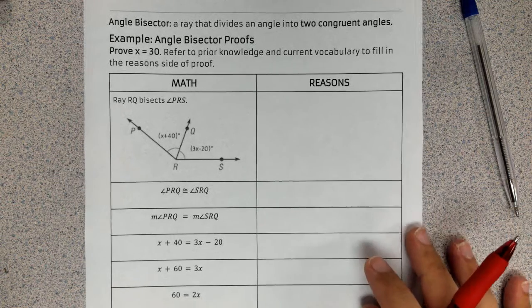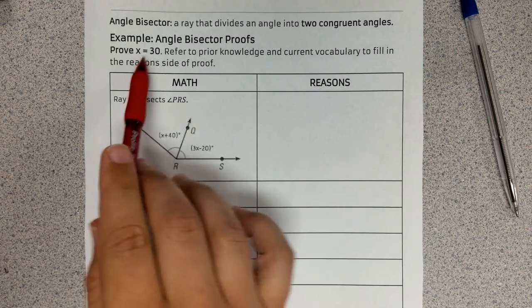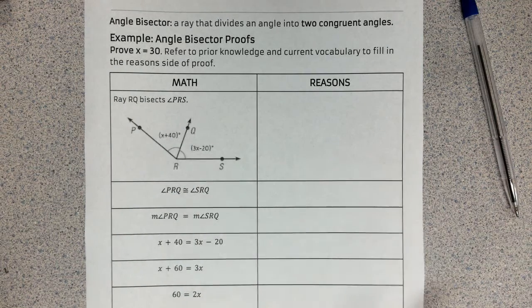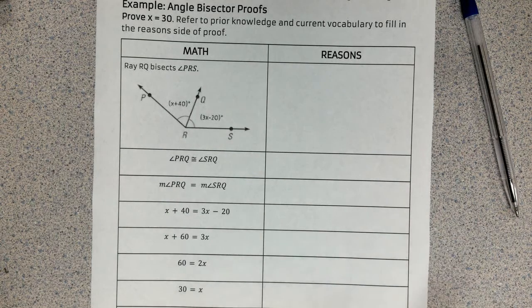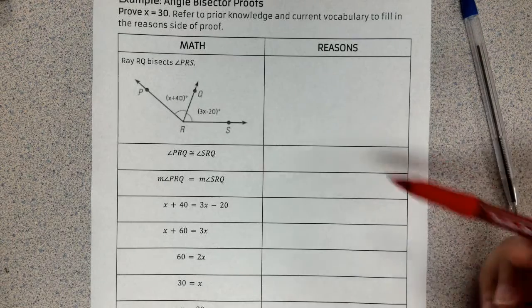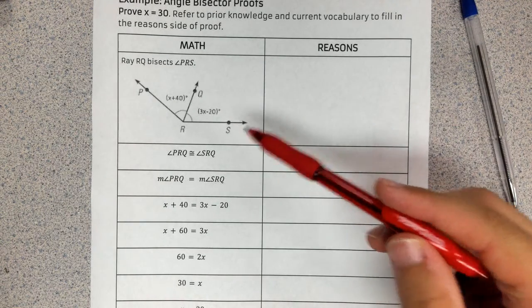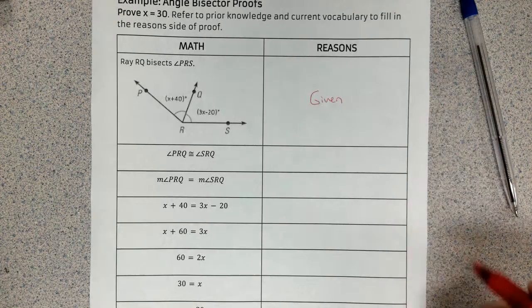Okay, this video is the angle bisector proof. So our goal is to prove that x equals 30. Notice that in the proof we have already given you all of the math. So all we have to do is come up with the reasons for why we're allowed to do that. As always, if we're given a picture like so, that is going to be our given. That is the easy one.